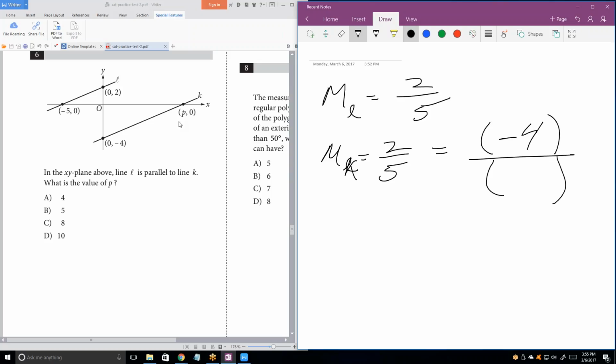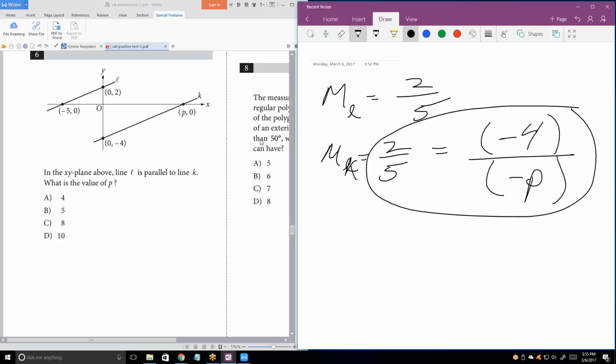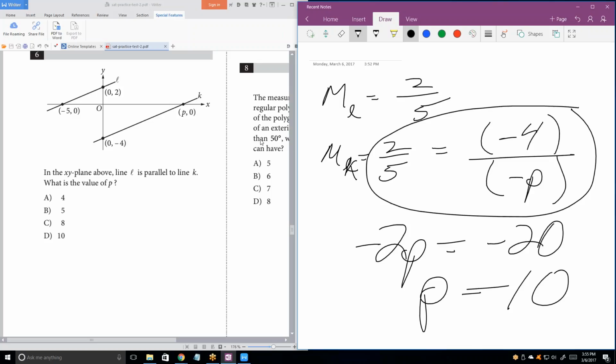So what's the denominator? It would have to be negative 10, so p would have to be 10. Hold on, let's write it. Minus p, first of all. 0 minus p, right? Now you just have to solve that equation. So you get minus 2p equals minus 20, p equals 10.